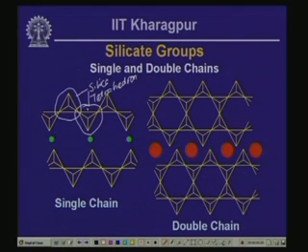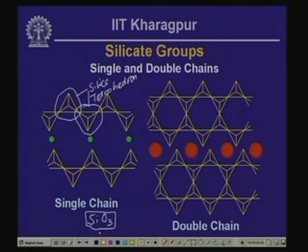Now, what happens here then, you have got silicon and 3 oxygens, and the chemical formulation of a single chain silicate mineral will have a radical which has a composition of SiO3. Now, let us consider what is meant by a double chain.